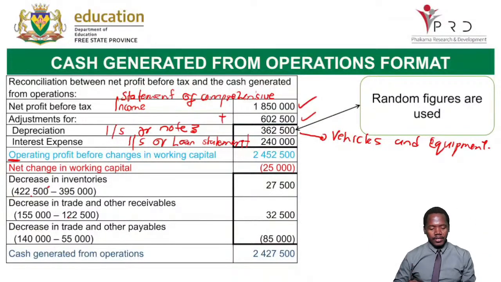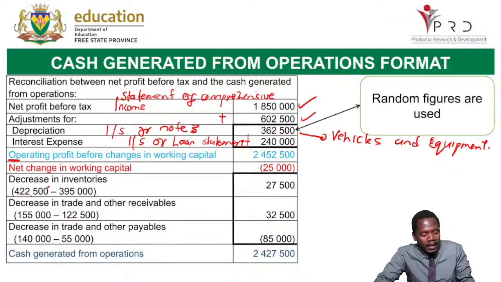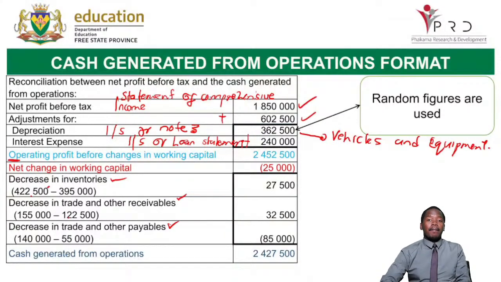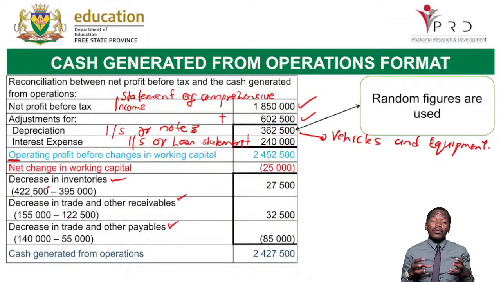Now, very interesting. We're now coming to the net change in working capital. What are these working capitals that we are talking about? The first working capital will be your inventories. Second working capital will be your receivables. Your third working capital will be your payables. We are going to elaborate on some of these at a later stage. In the upcoming slides, we are going to be elaborating on the three working capital.